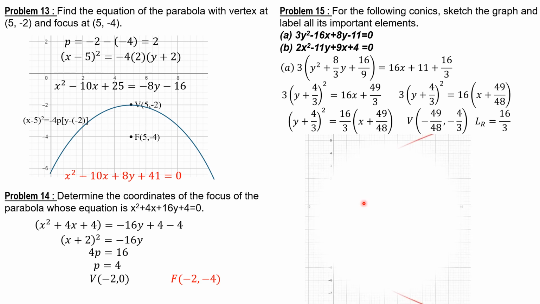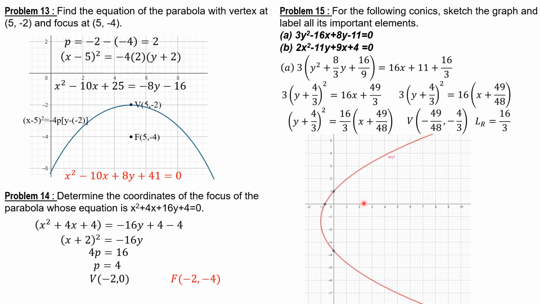So let's have the partial plotting first. This is the vertex, which is at negative 49 over 48, negative 4 thirds. So the focus is equal to negative 49 over 48 plus 4 thirds, negative 4 thirds. So negative 49 over 48 plus 4 thirds, where 4 thirds is 1/4 of 16 over 3. So it is 5 over 16, negative 4 thirds.